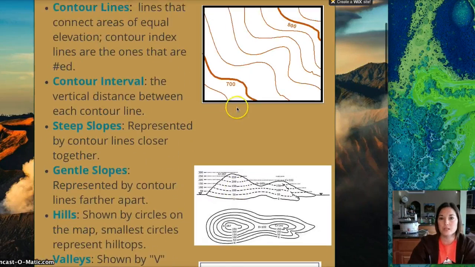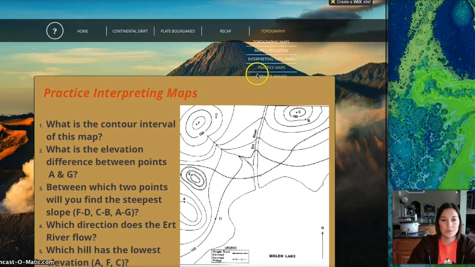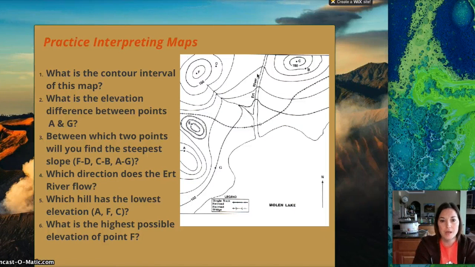I've got some good practice questions up here that I want to get to real quick. Let's see how well you do interpreting a topographic map. So go ahead and pause at this time and try to answer these questions using the topographic map here of Mullen Lake. All right, so let's check your answers.